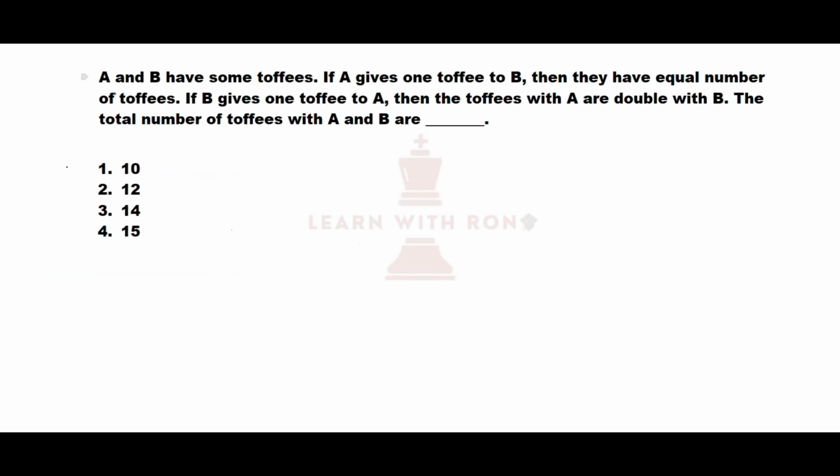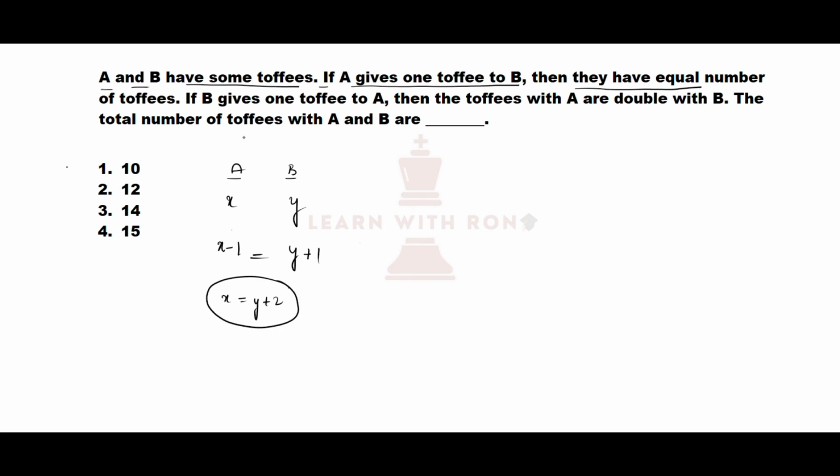See this question here. Here they have given A and B have some toffees. Let's say for example there are two people, A and B. A has X number of toffees and B has Y number of toffees. If A gives one toffee to B, then A is with one less toffee and B with one more toffee. When this happened, they have an equal number of toffees. That means X minus 1 is equal to Y plus 1. From this we get X is equal to Y plus 2.